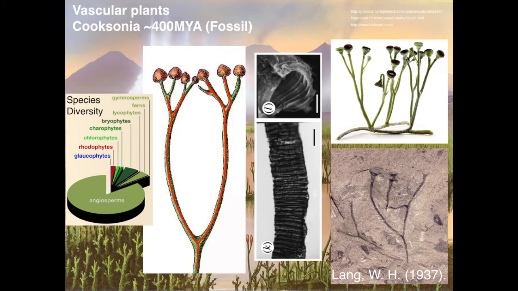And I'll just point out that this basic habit has been wildly successful. Okay, so the vascular plants, which include the lycophytes, ferns, gymnosperms, and of course the angiosperms, have just a tremendous species diversity and tremendous ecological success.